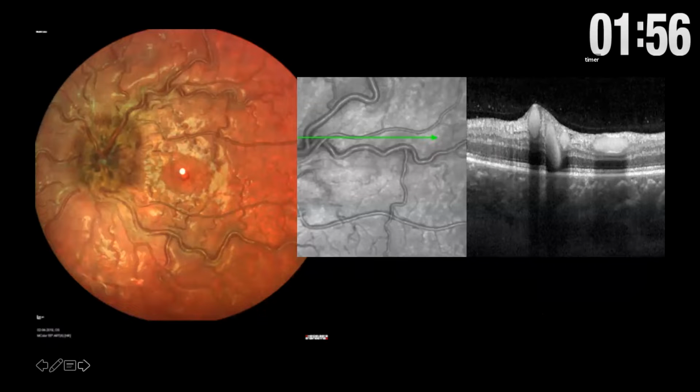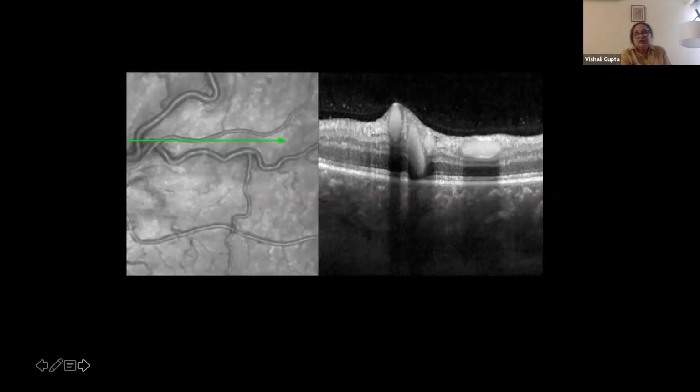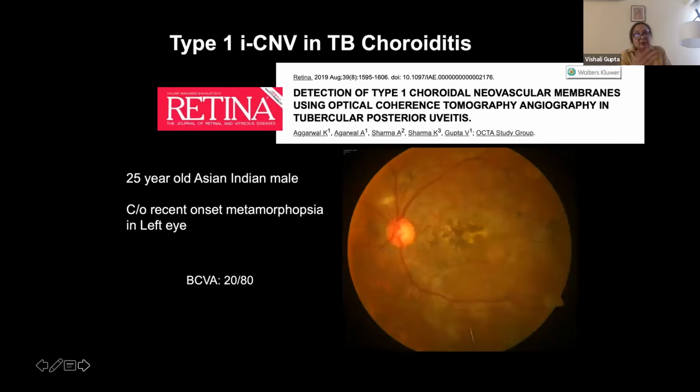Yeah, I noticed tortuous vessels, and if you notice here, this is uniform hyperreflectivity. Normal vessels do not have this uniform hyperreflectivity, they have a figure of 8. This uniform hyperreflectivity means there is something going on in the blood, and that blood is chronic myeloid leukemia. So these are the signs which you should be looking for rather than keep on adding new things.